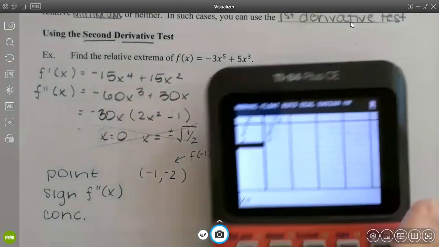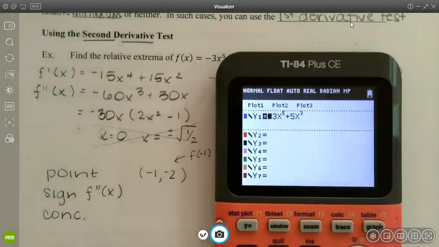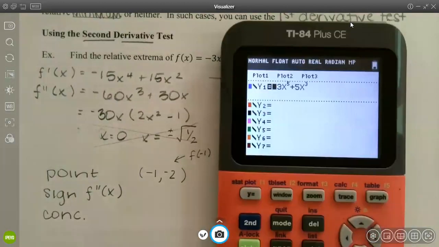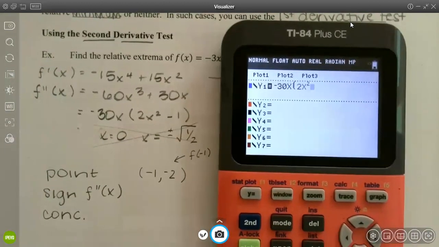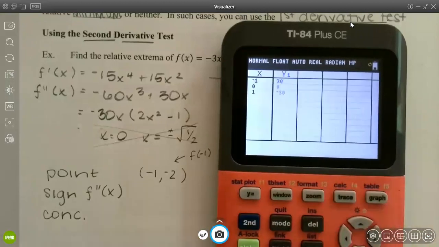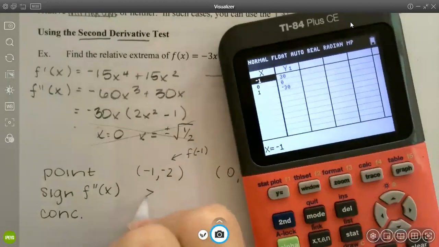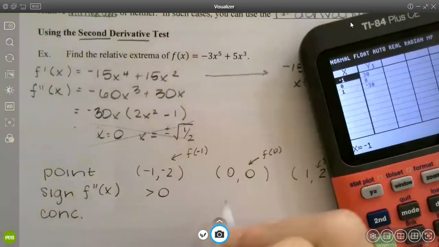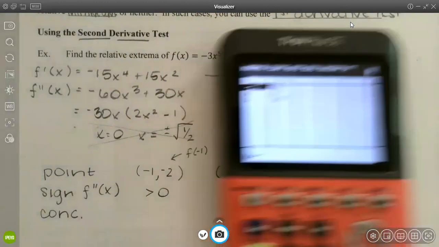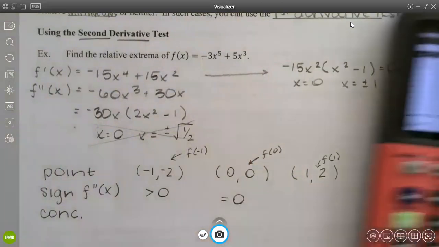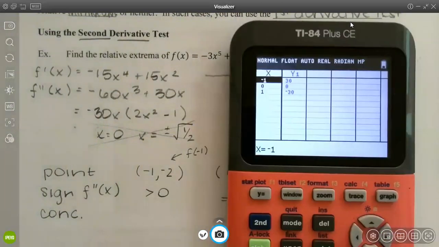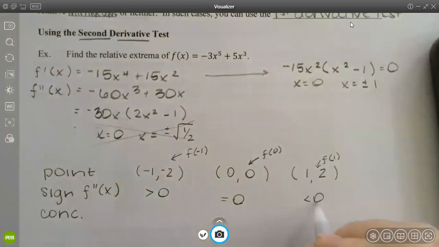Right. Then I need to check the sign of f double prime of x. So f double prime is -30x(2x squared minus 1). And I plugged in those values. What did I get for the first one? A positive. What did I get for the second one? I got 0. And what did I get for the third one? A negative, or less than 0.